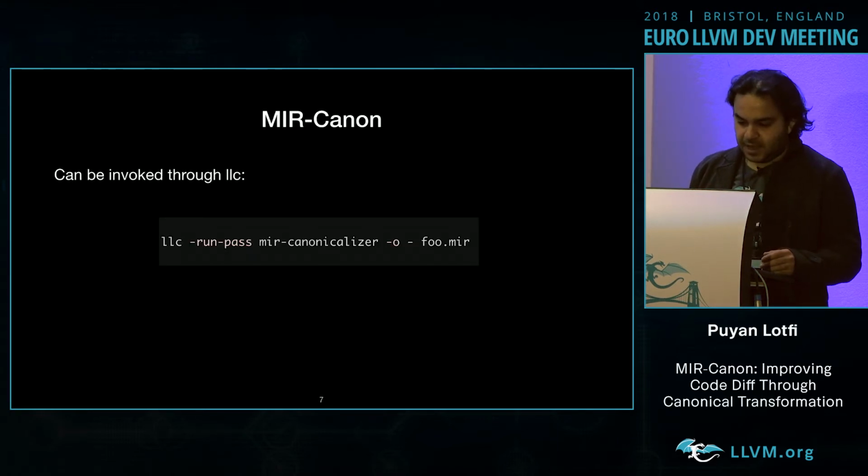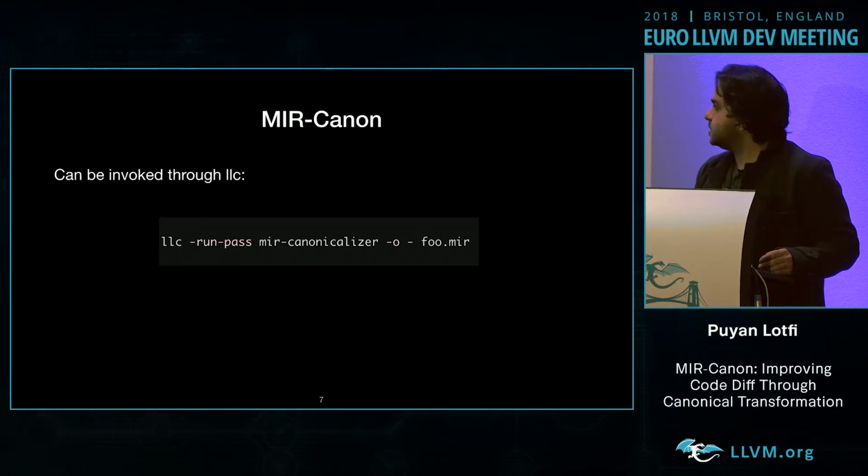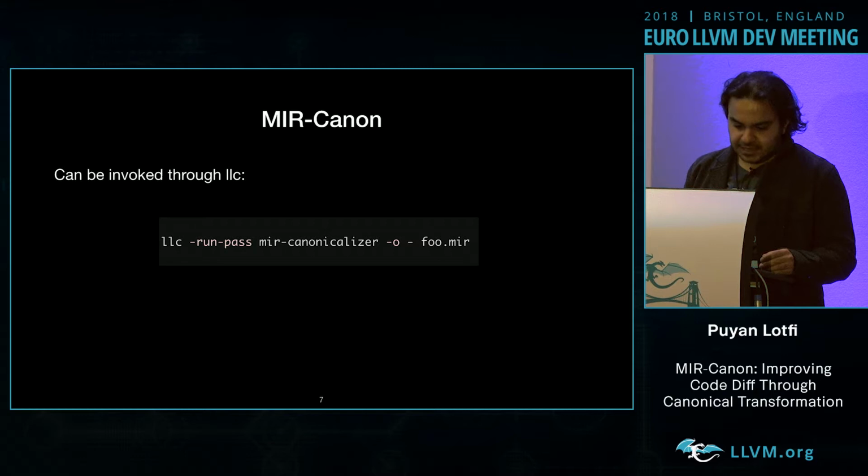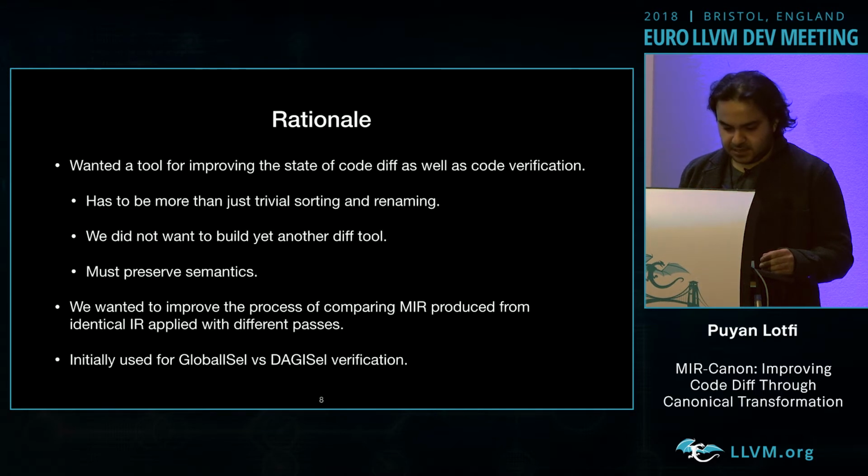Before I go any further, I'd just like to point out this is how you'd invoke MIR-Canon. It's just a -run-pass=mir-canonicalizer on llc, so let's get into it.